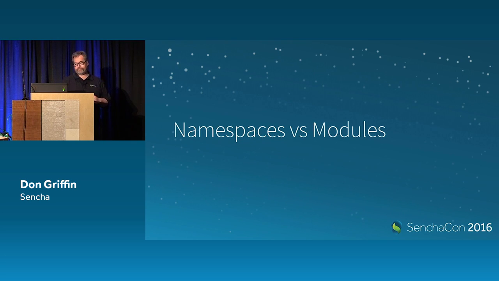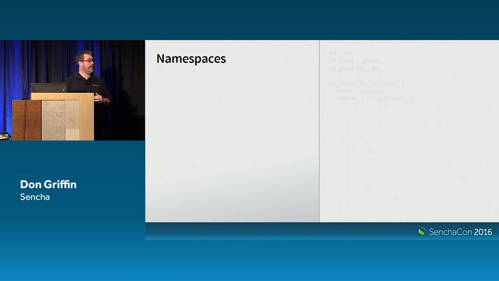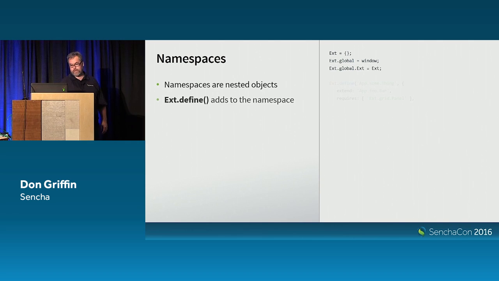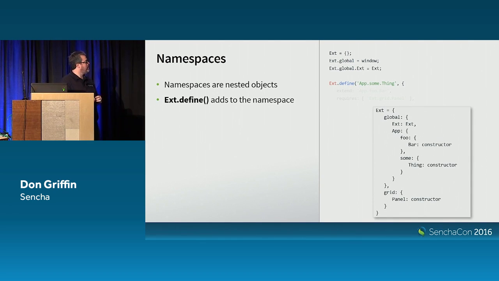Namespaces versus modules. So Ext has, since its birth really, worked on the concept of namespacing. Namespacing really is a simple idea of nested objects. We have an Ext object, it's got reference to the global object, it becomes a member of the global object, and then Ext define is used to populate that namespace, and you simply have a nested object graph like this, and that's really what's going on.